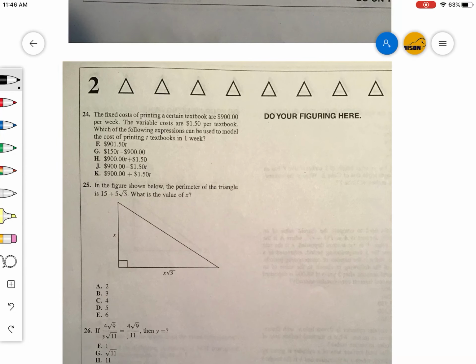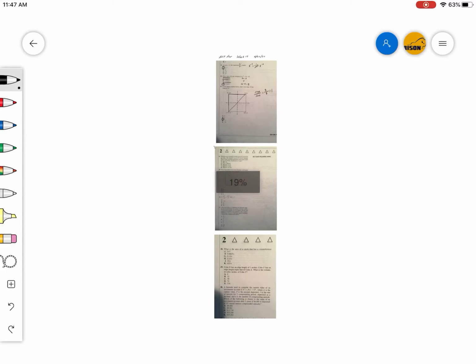Number 24. The fixed cost of printing a certain textbook are $900 a week. The variable costs are $1.50 per textbook. Which of the following expressions can be used to model the cost of printing textbooks in 1 week? Now, we talked about a while back how the easiest way to approach some of these problems is just to write as you are reading.